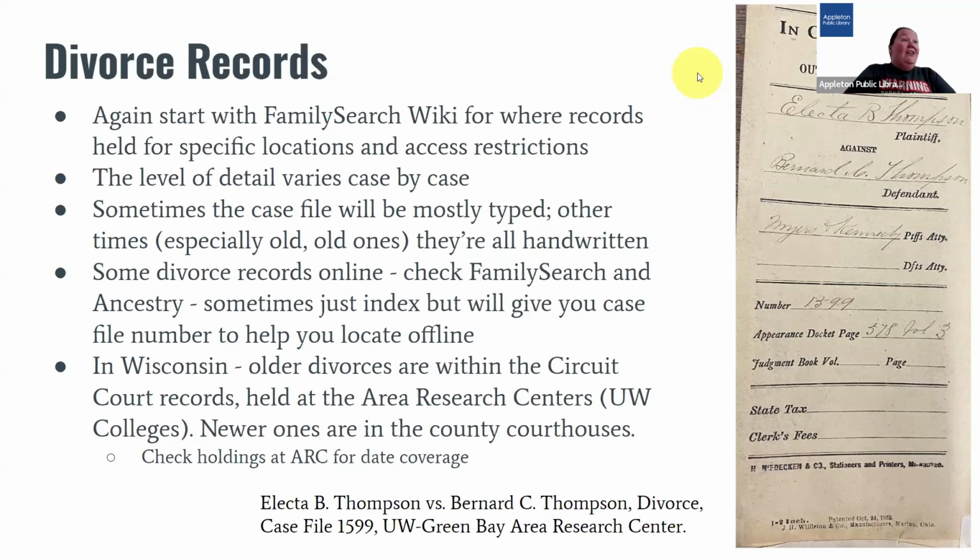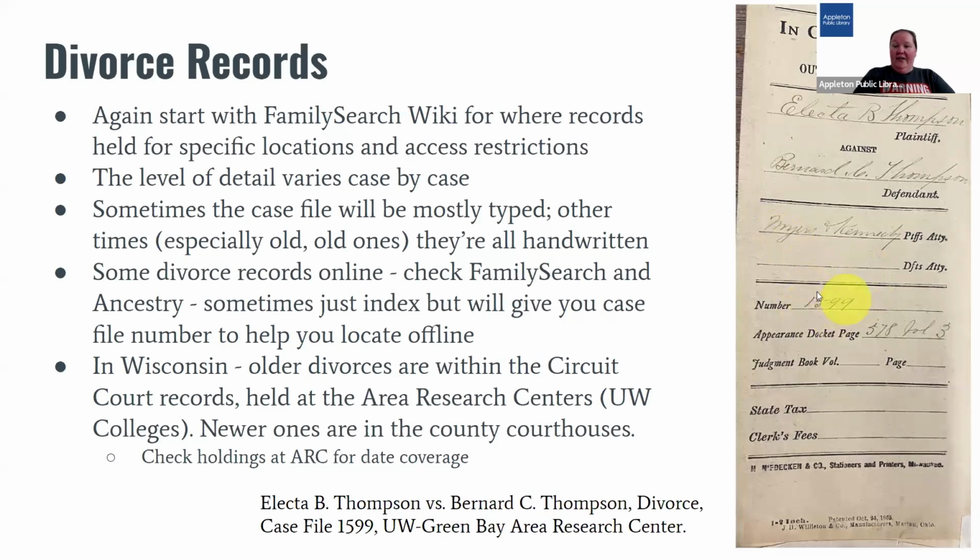The level of detail in those cases is going to vary on a case by case basis. Sometimes, again, that case file might be mostly typed, or it might be all handwritten, especially those really, really old ones, or it might be a mixture of both. Again, check FamilySearch, check Ancestry. Those resources we just talked about, the court records. You can also find some divorce records on there, or at least the indexes on there. Try to locate that file number if you can.